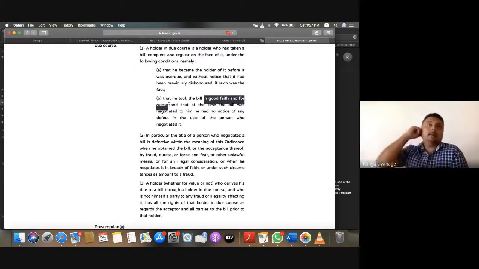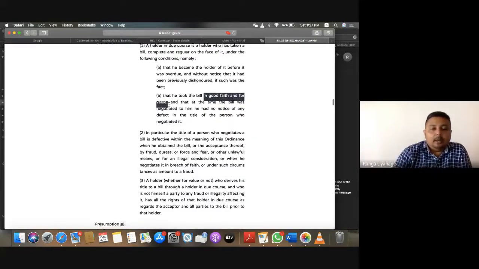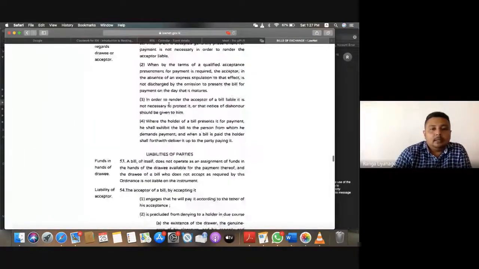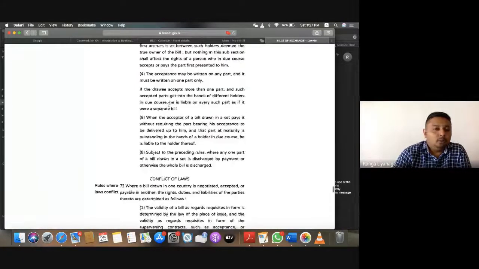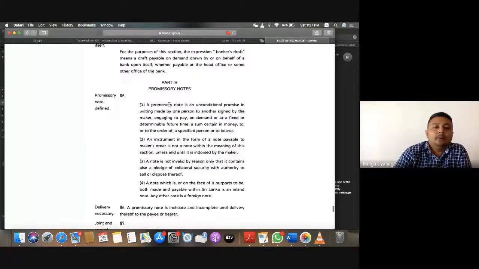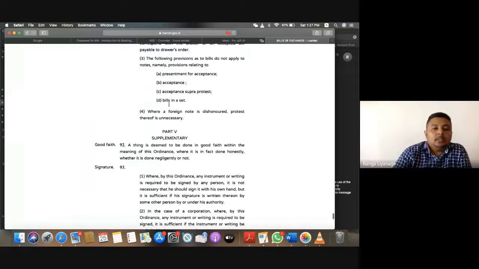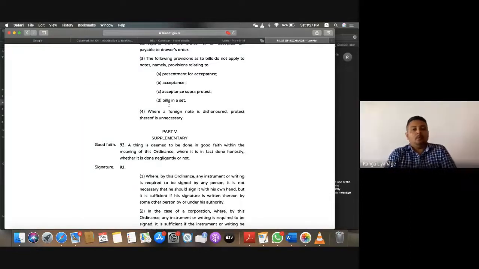There are many things that they have specified or explained. I hope you all are jotting down your notes. I'm drawing your attention to section 92 of the Bills of Exchange Ordinance. So, what do you mean by good faith? There should be honesty. Honesty is different from negligence. So, you can do an honest act but negligently.